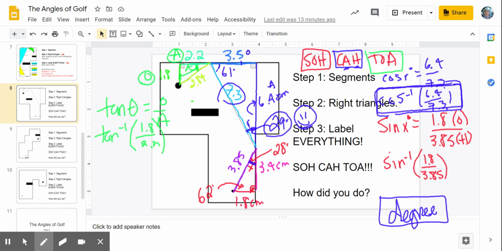So in the calculator, we're making sure it's in degree mode. Inverse tangent of 1.8 divided by 2.2 equals how many degrees? So in my calculator, this is what I'm putting in: inverse tangent. I got 39.2. And that's going to round to 39, right?